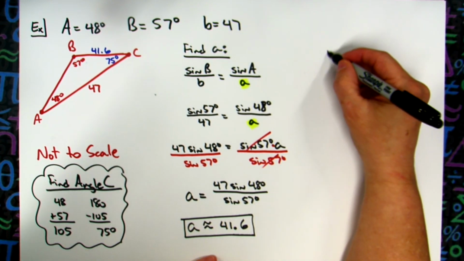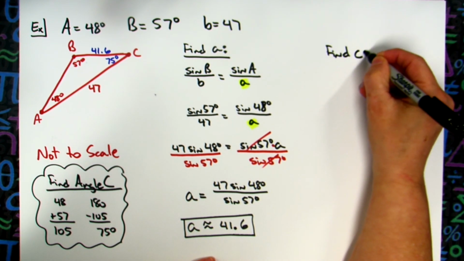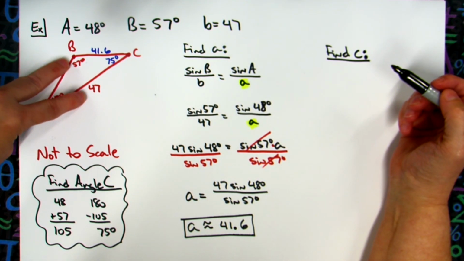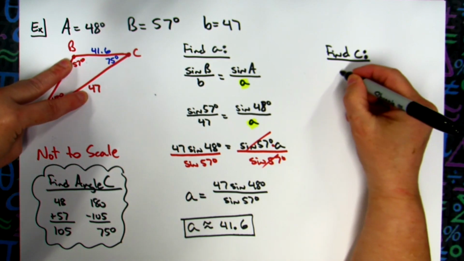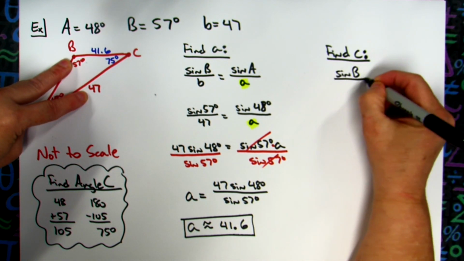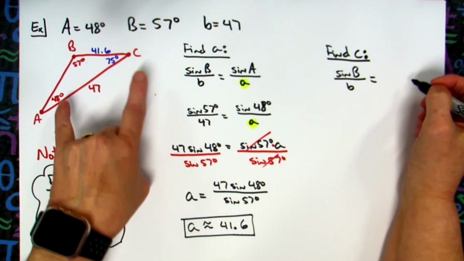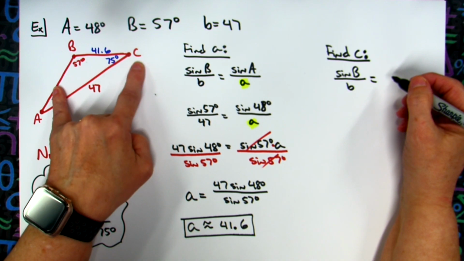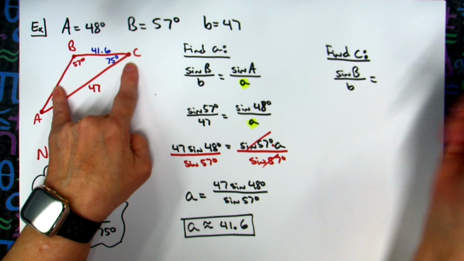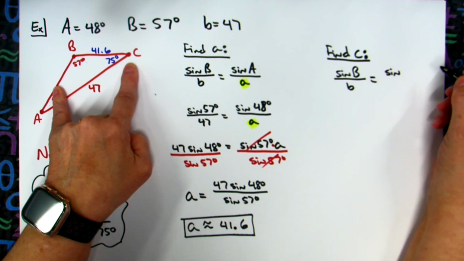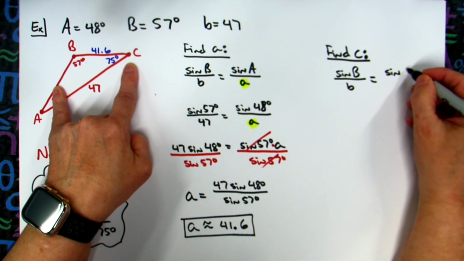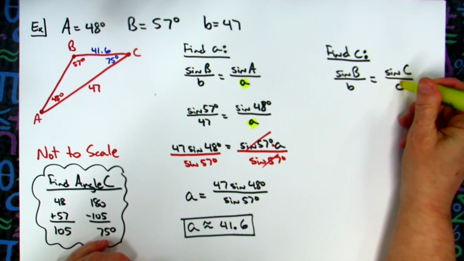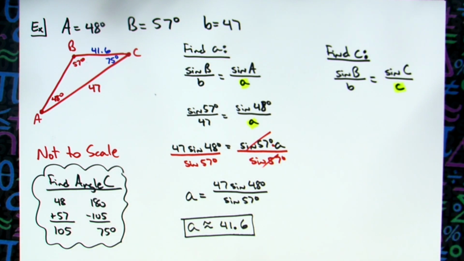So when I go to find little side C, I want to stick with sine B over little b. I want to stick with the two numbers that they gave me. And now, yes, we found angle C there, but it's not a rounded value or anything, because we added them up and subtracted from 180, which gave us the exact value. So sine C over little c. I'm trying to find side C right there.